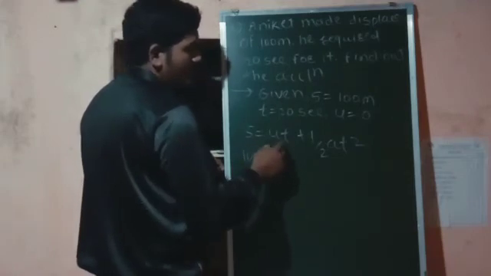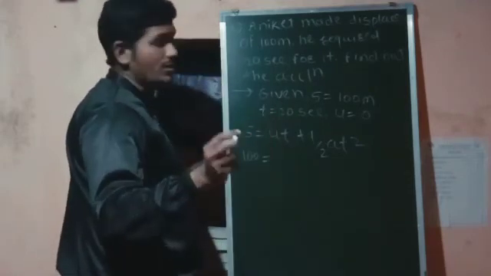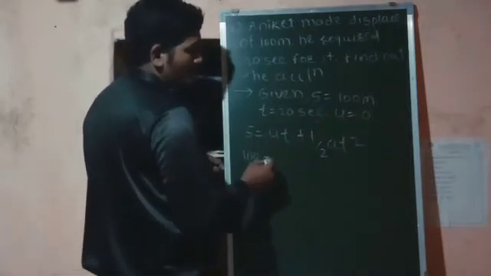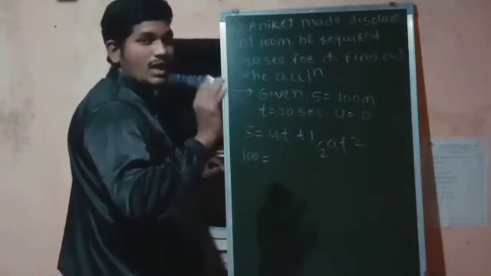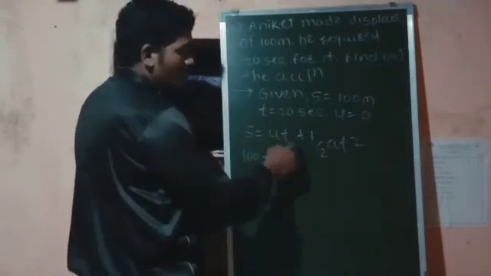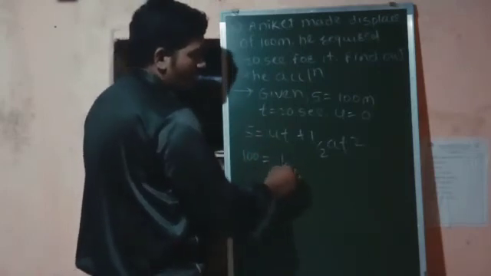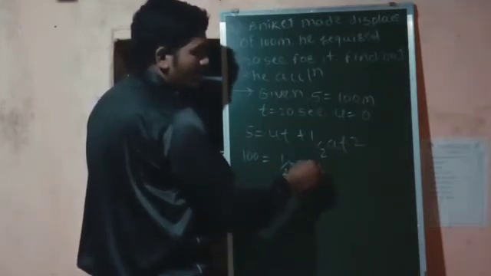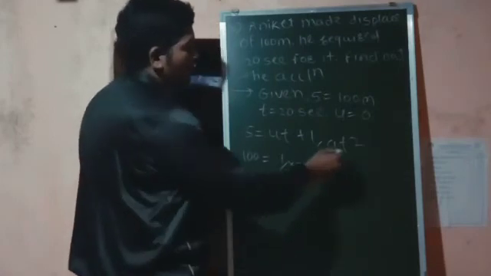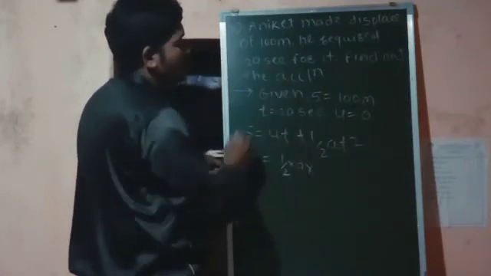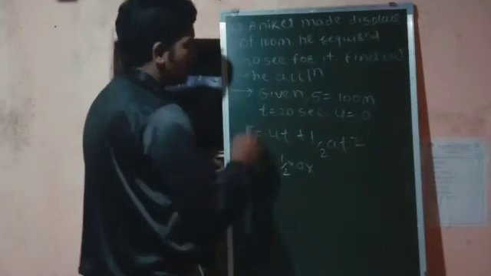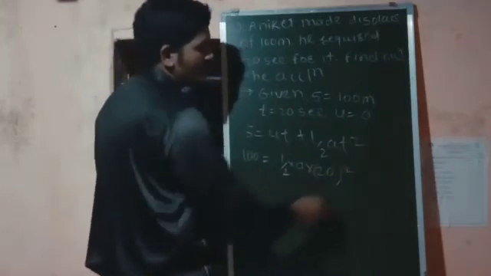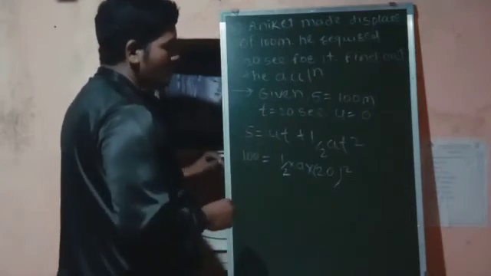Again ut, as we know the initial velocity u is equal to 0. So the entire term will be 0. As the term will be 0, I will not write it there. So the remaining term will be half a, acceleration we have to find, into t squared. The value of t they have given is 20 seconds, so it will be square of 20.